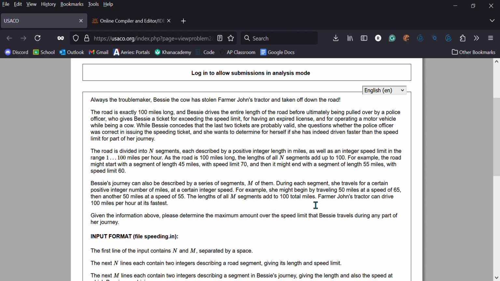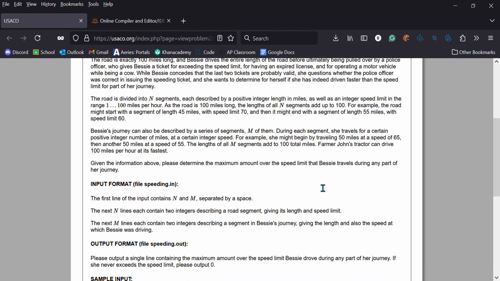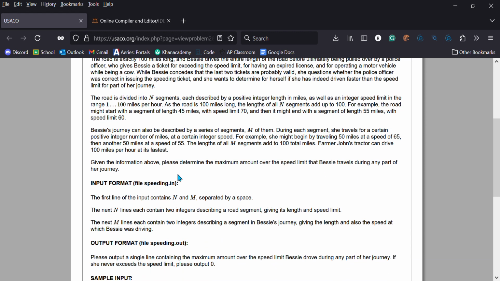Farmer John's tractor could drive 100 miles per hour at its fastest. Given the information above, please determine the maximum amount over the speed limit that Bessie travels during any part of her journey.